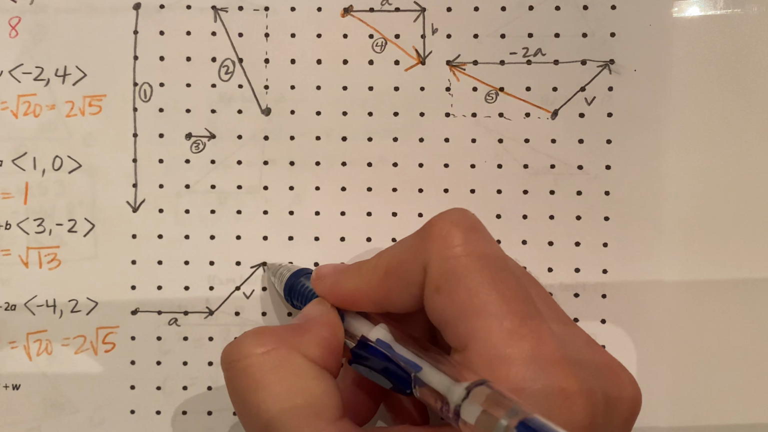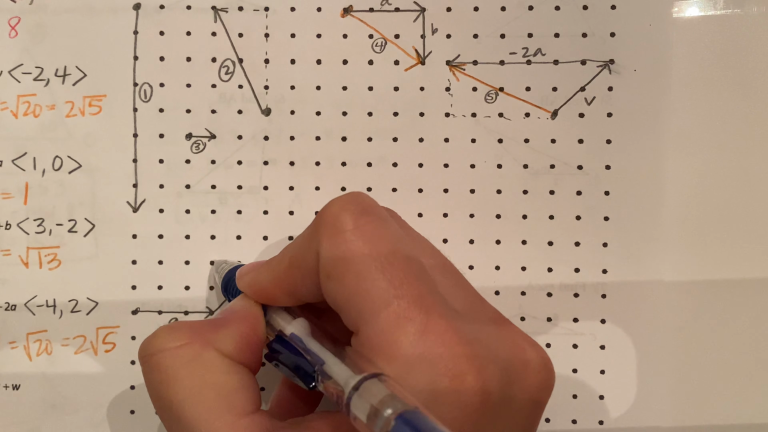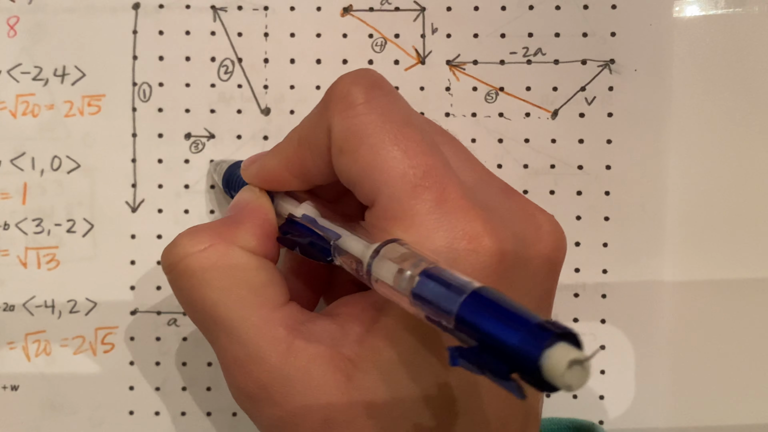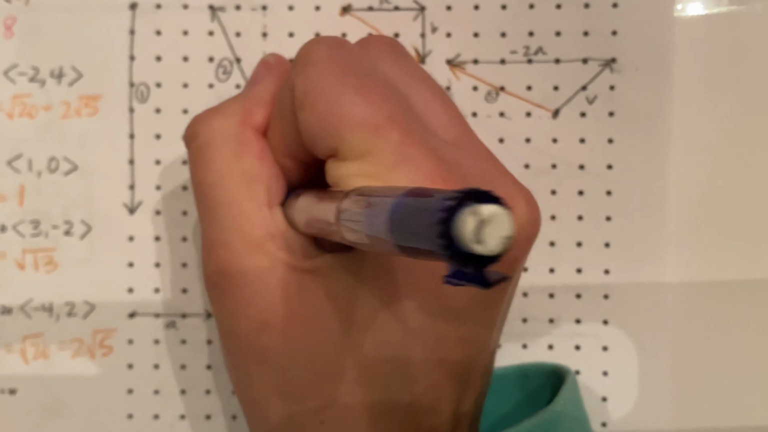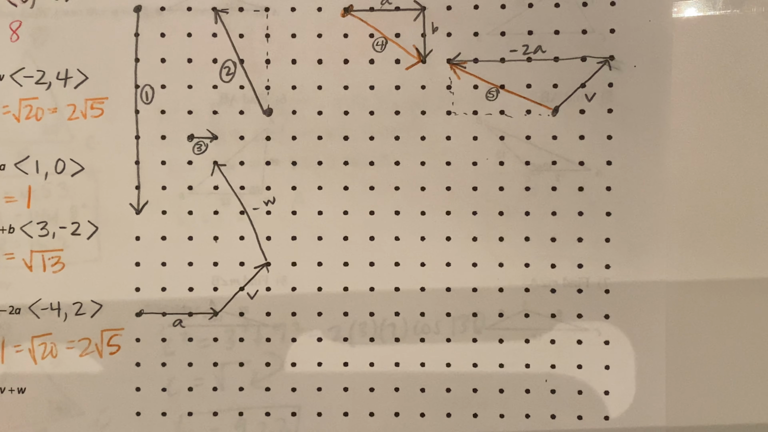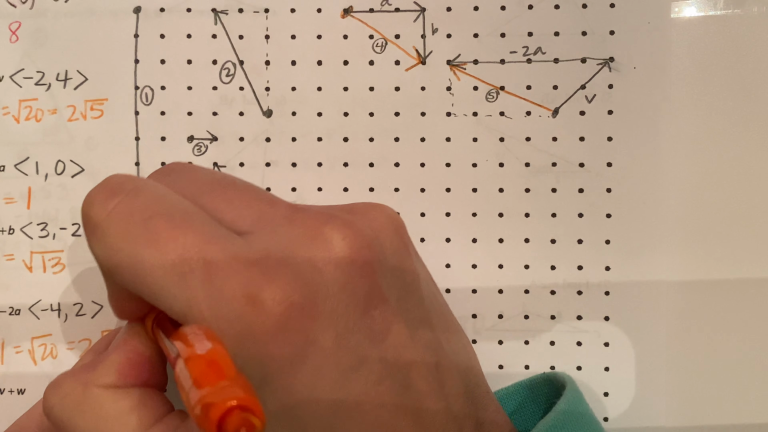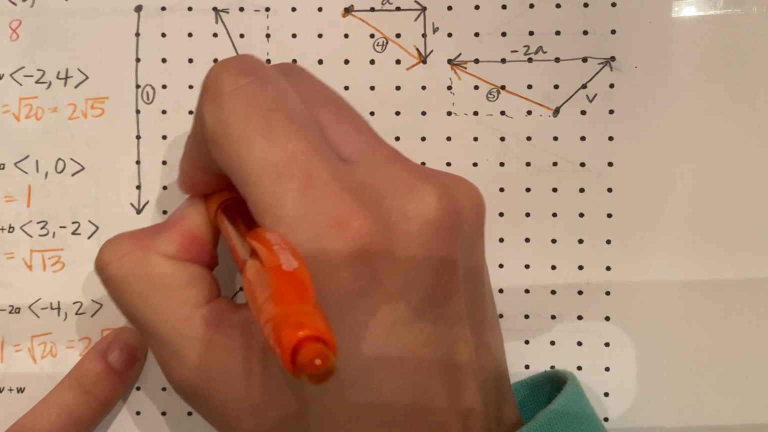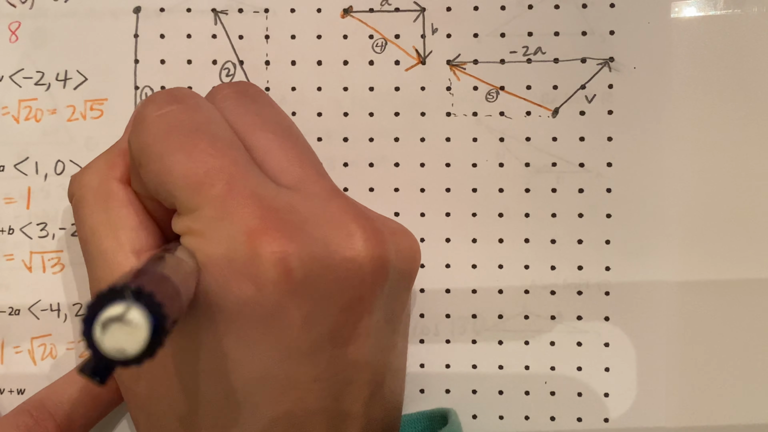And if you're going to subtract W, instead of going right 2, down 4, you're going to go left 2, up 4. 1, 2, 3, 4. And your answer, your resultant, is where you started to where you finished. So this is number 7.